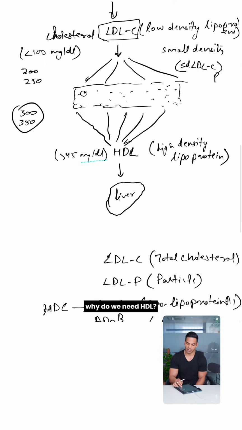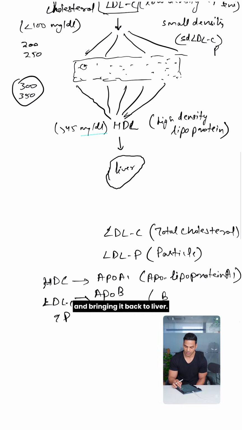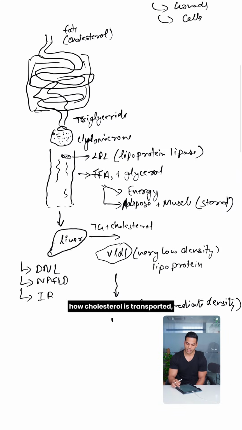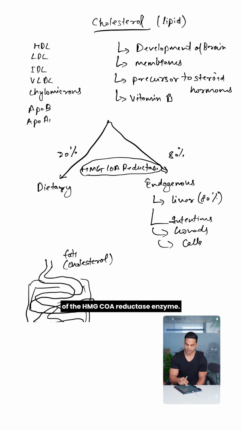On the other hand, why do we need HDL? Because HDL is the one which is clearing excess amounts of cholesterol and bringing it back to the liver, right? So with this, I hope you understand how cholesterol is transported, how its homeostasis is maintained with the help of the HMG-CoA reductase enzyme.